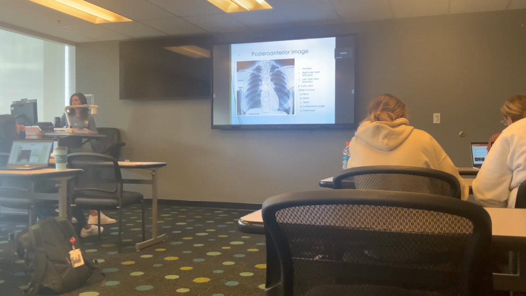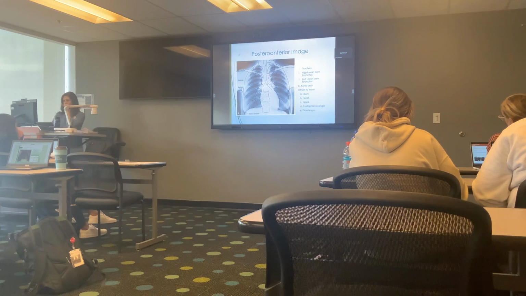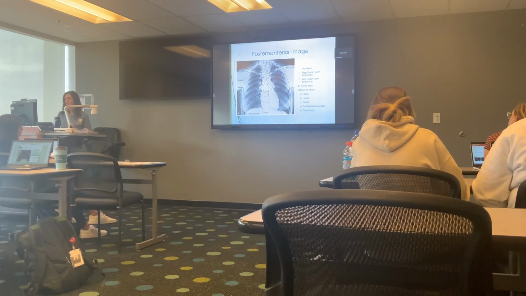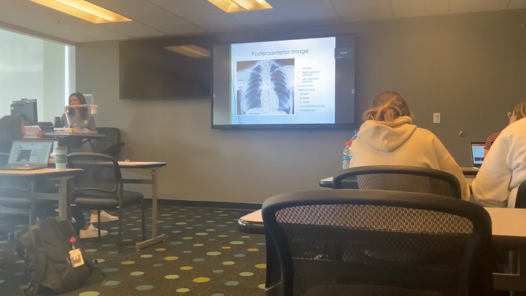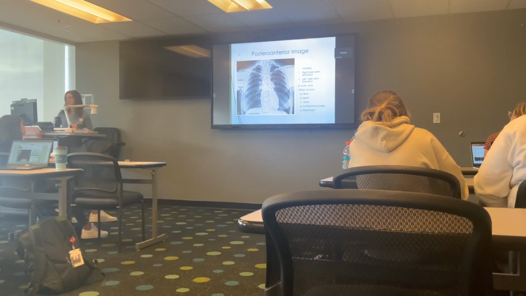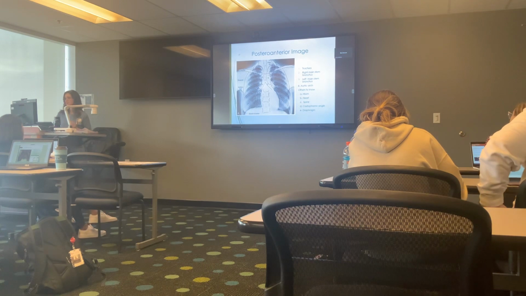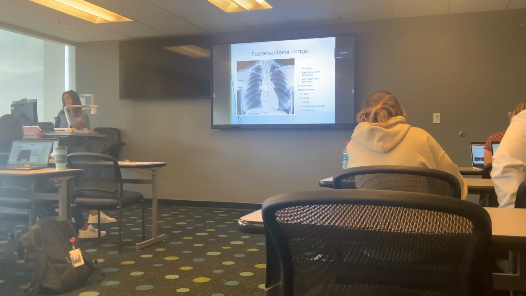Costophrenic angles, you guys are familiar with those? The outer edges or the lateral edges of the lungs that kind of come down to a point. And then we have the diaphragm. Notice in this one, you can also tell what gender it is because we do see breast shadow here. So you know this is a female versus a male. And these are some of the main things that we're gonna pick up on. You also notice the scapula, the clavicles here. And of course, the ribs.